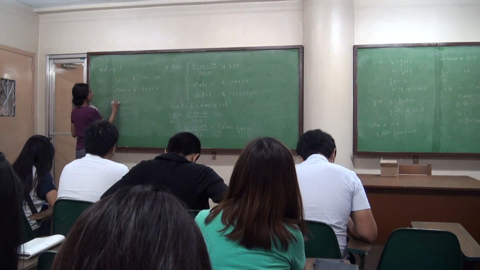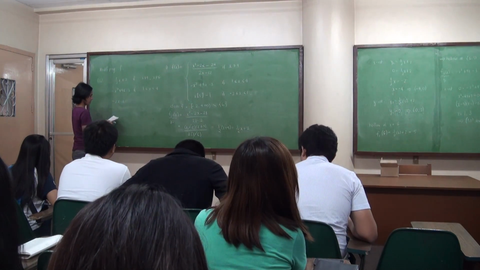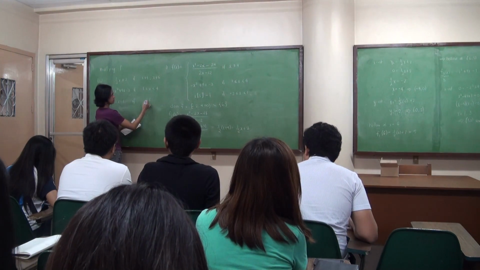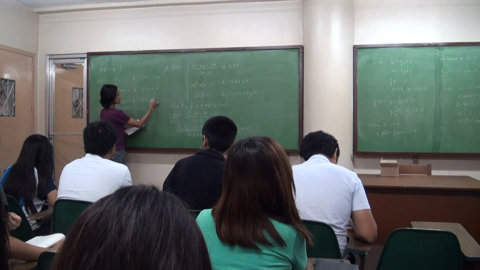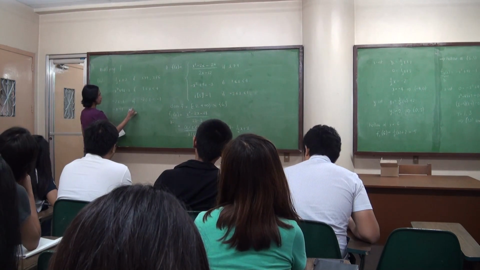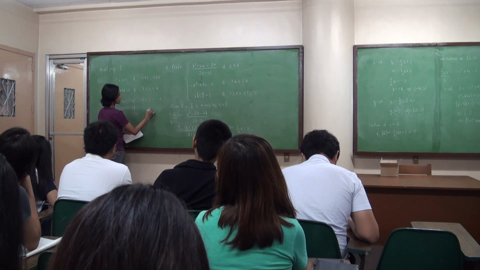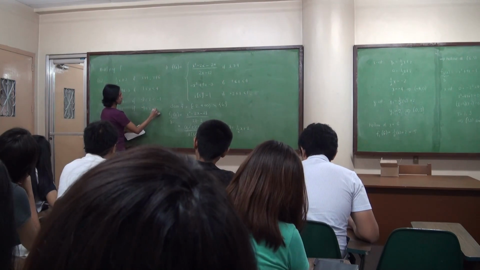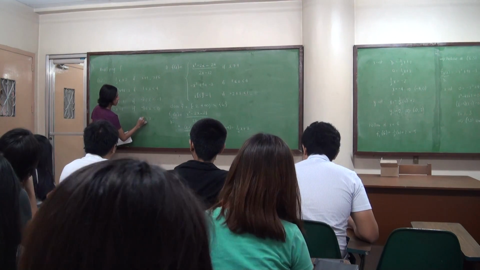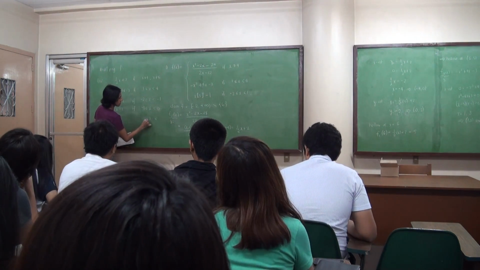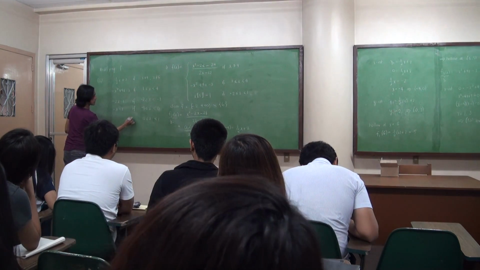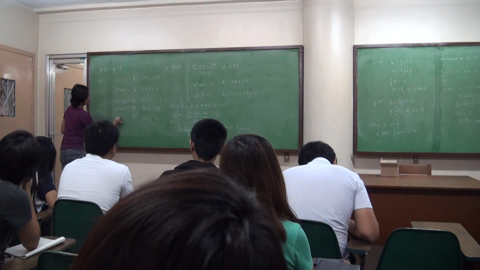That would be negative 2x minus 1 if x is between negative 2 and negative 1, negative x minus 1 if x is greater than or equal to negative 1 but less than 0. And finally, x is between 0 and 1 at ang value niya ay negative 1.